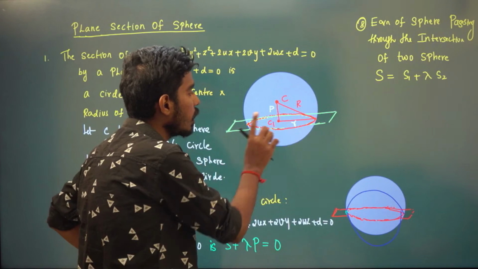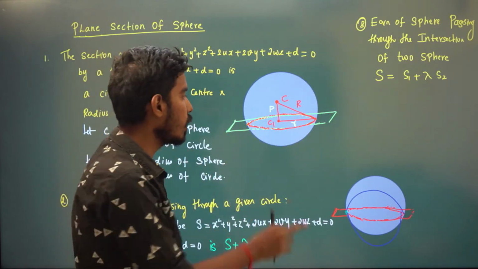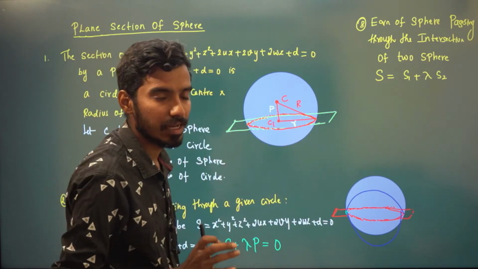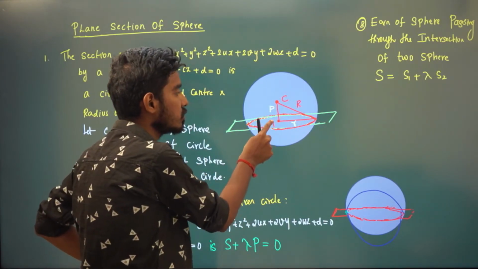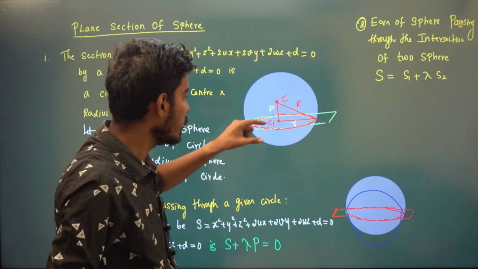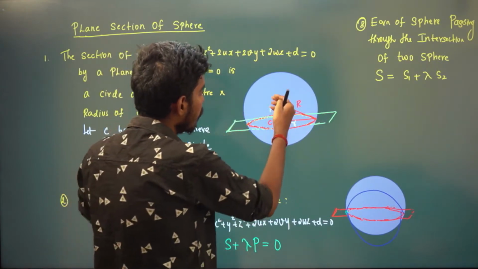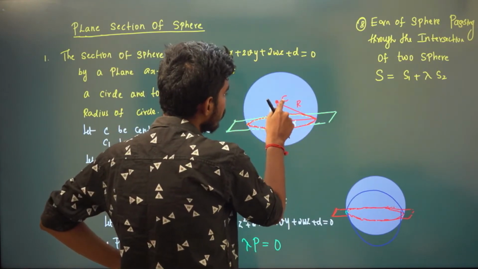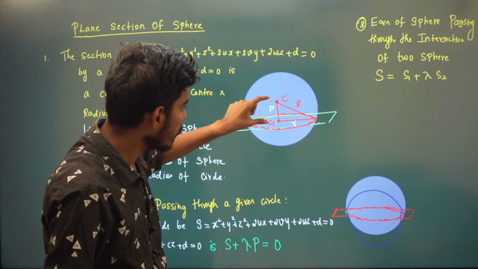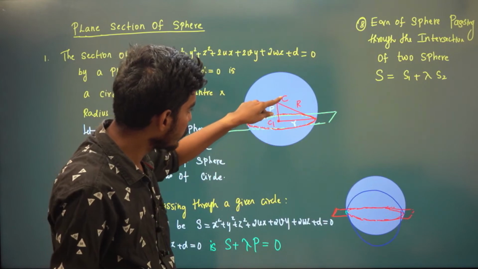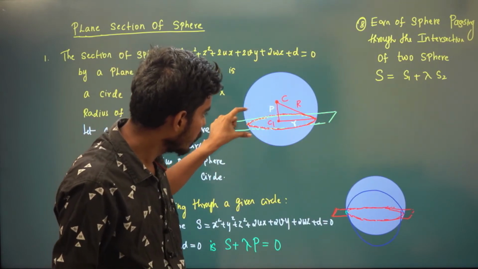Small r is very easy to find. Small r is the radius of the circle. You just call this distance p. Now what is p? p is nothing but the perpendicular distance from the point C to the plane. Yes or no?